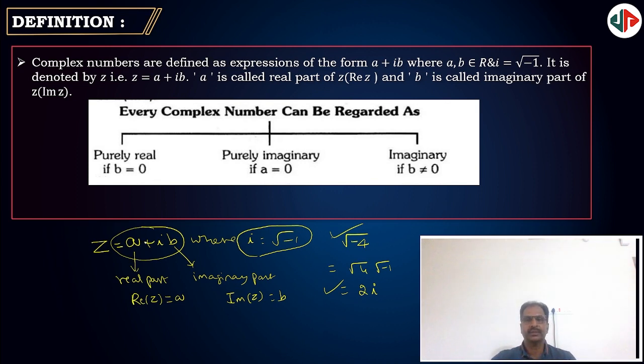A complex number is said to be purely real if the imaginary part is 0, that is, if B is 0. And it is said to be purely imaginary if the real part is 0, that is, A is 0. Purely real means imaginary part 0, purely imaginary means real part is 0.